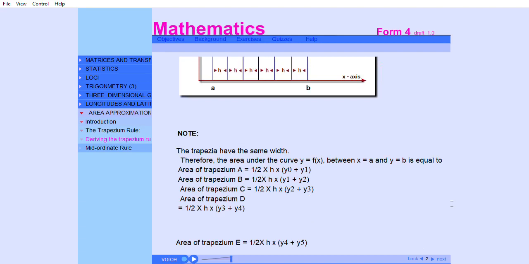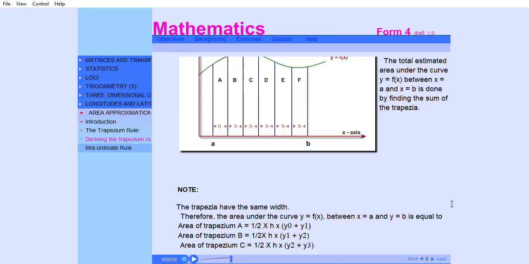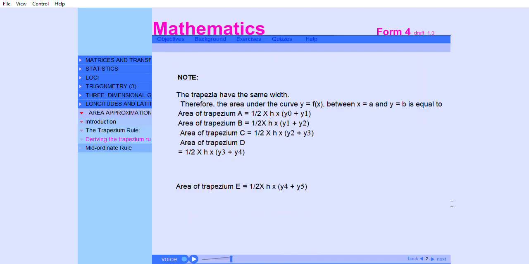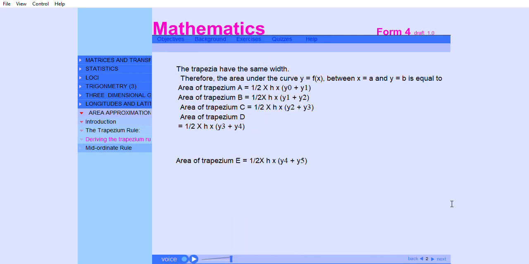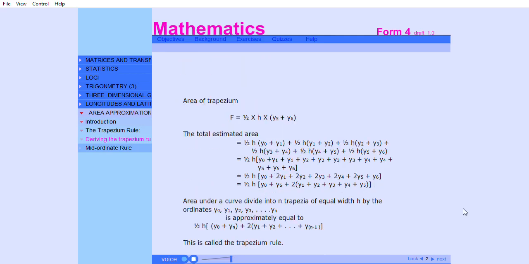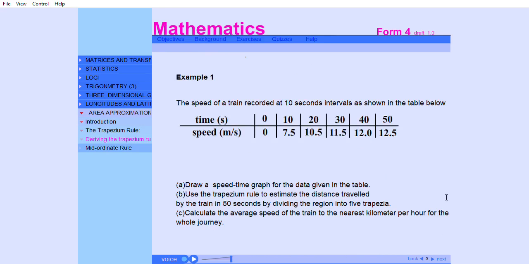Area of trapezium E equals a half times h times (y4 plus y5). Area of trapezium F equals a half times h times (y5 plus y6).